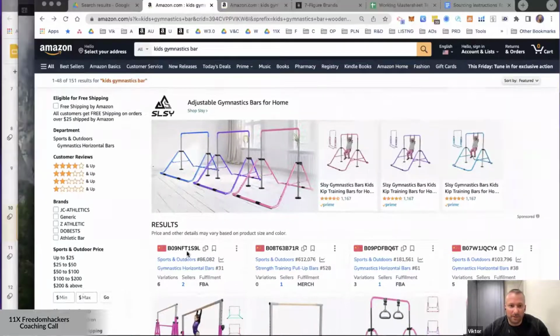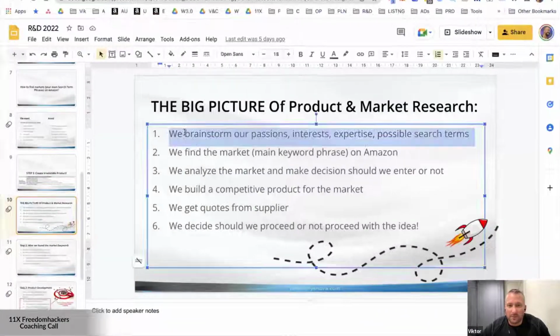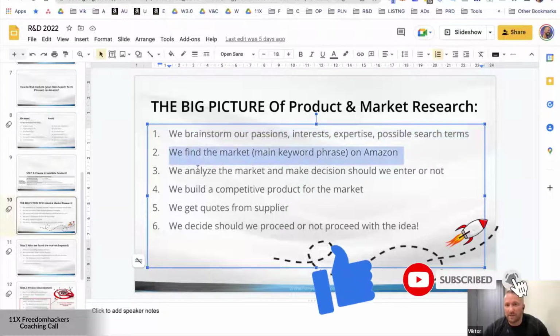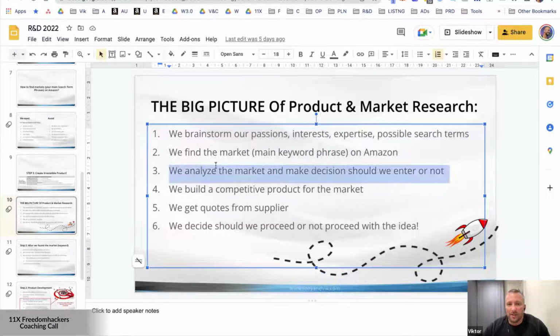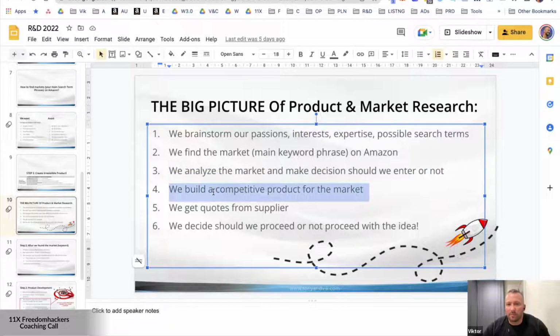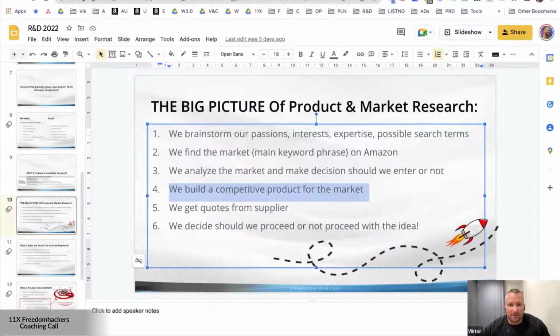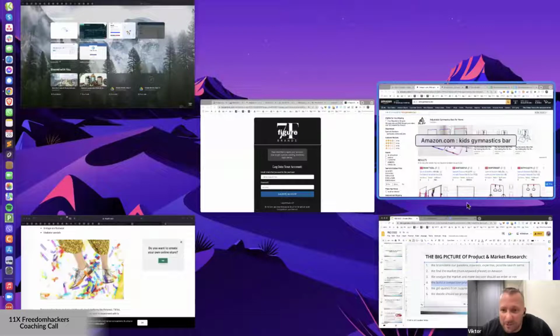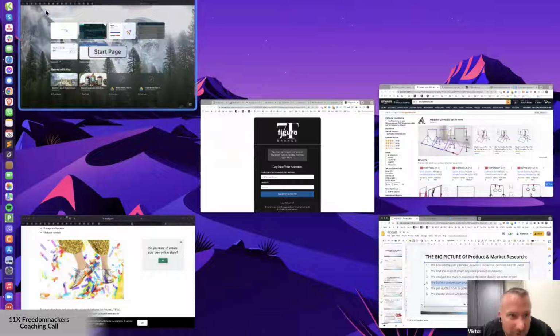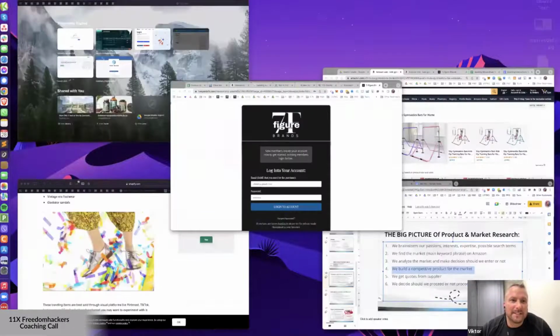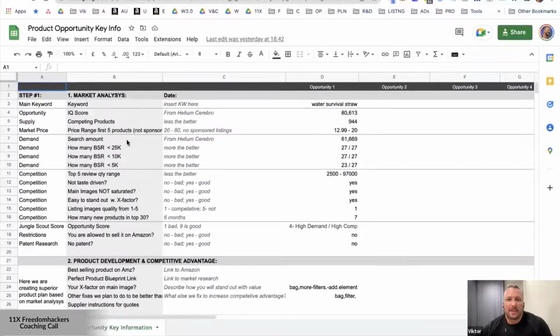So let's go back to the topic. Our goal here is first to figure out trends, passions, interests, expertise you have, then find the market, analyze the market, make a decision, and build a competitive product, right? And this is the table. Don't forget about this. Hey, where's the table? Yeah, this is the table here. That's what we want to fill, right?